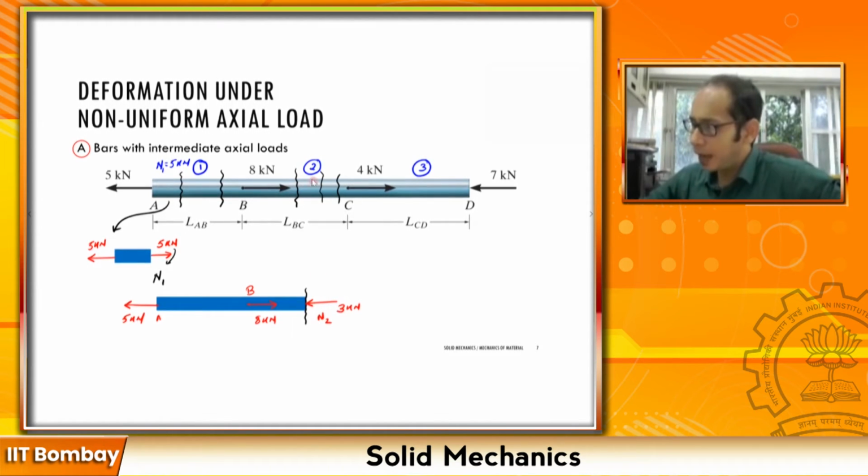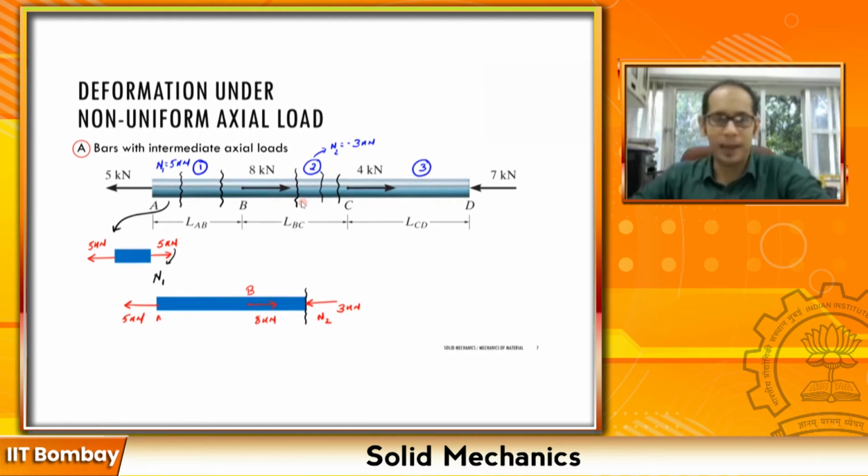So if I have to go and for this section B to C, a more correct way to say that is just to the right of B and just to the left of C. So in this section B to C, in section 2, I will have my N2 as minus 3 kilonewton, the internal force as minus 3 kilonewton, right?